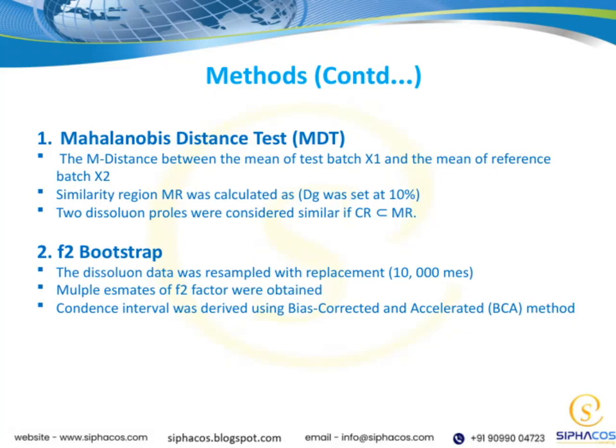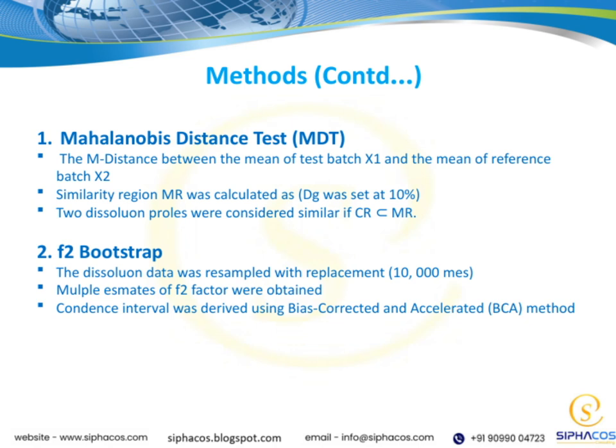Now let's take a look at the Mahalanobis distance test, or MDT. This test measures the distance between the mean of our test batch, which we refer to as X1, and the mean of our reference batch, X2. Essentially, it helps us quantify how similar or different these two batches are. We define a similarity region, called MR, which is calculated based on this distance, with a set threshold called DG that we set at 10%. If the test batch's mean falls within this region, we consider the two dissolution profiles to be similar.